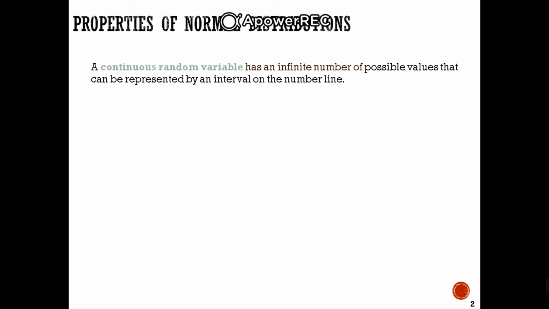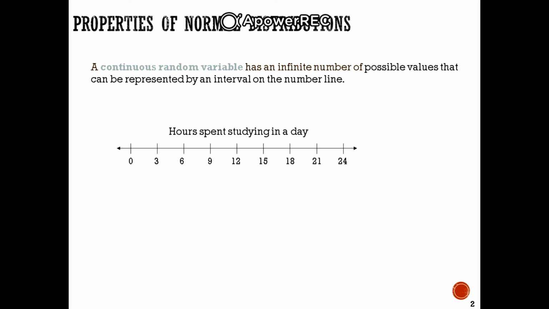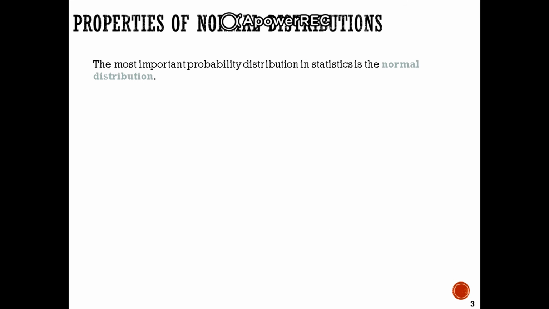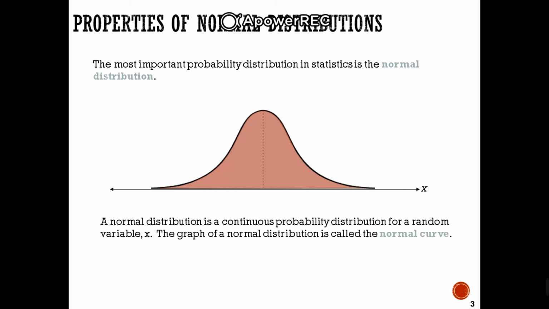on the number line. In this number line, the time spent studying can be any number between 0 and 24. The probability distribution of a continuous random variable is called a continuous probability distribution. The most important probability distribution in statistics is the normal distribution. A normal distribution is a continuous probability distribution for a random variable x. The graph of a normal distribution is called the normal curve.